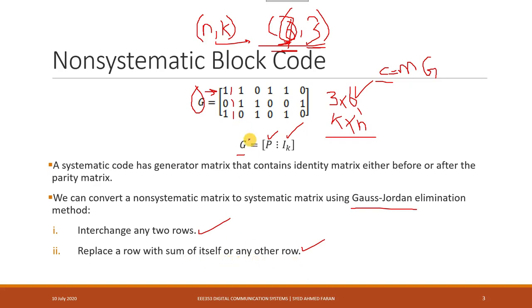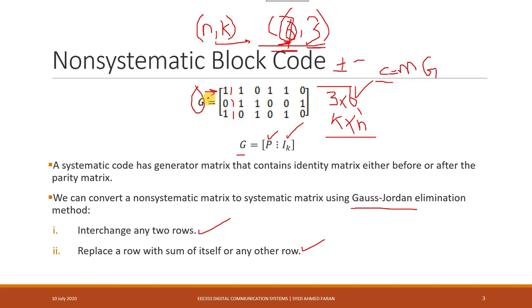Okay, so you can add two rows. There is no concept of subtraction, because in mod 2 operation, addition and subtraction result in the same thing. So the only operation that we will use is addition, because we are using mod 2 calculations over here. So you can add any two rows, or you can swap or interchange any two rows.